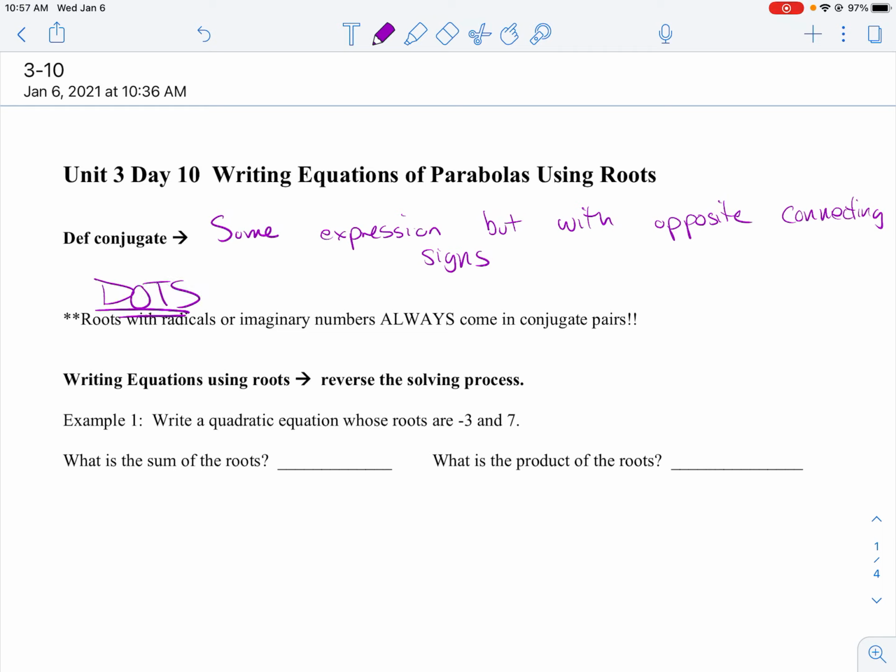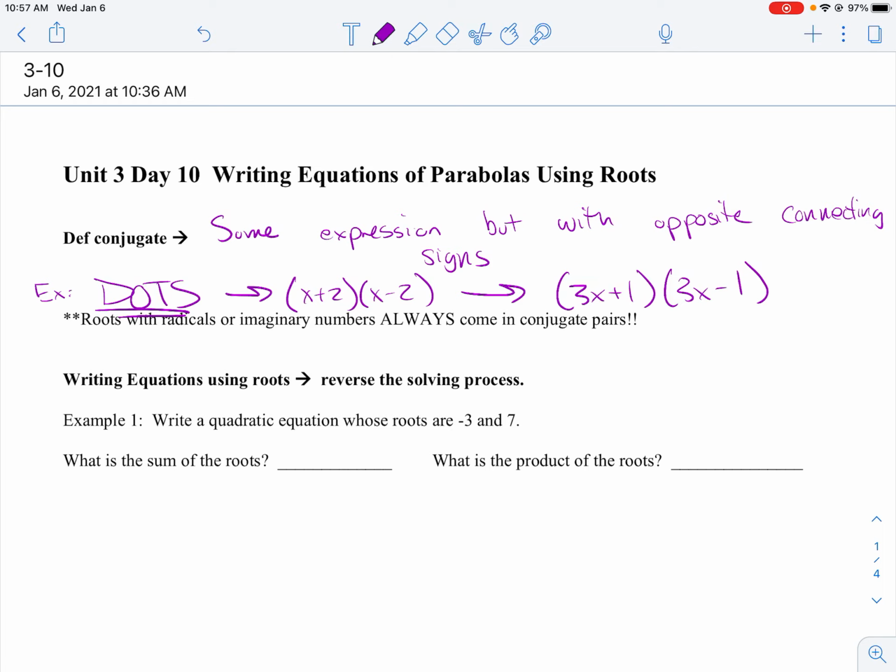Here's an example, where we had x plus 2, x minus 2. These are conjugates of each other, because they have the same components except different connecting signs. Same thing with something like 3x plus 1, 3x minus 1. Conjugate pairs. So that's what that means. But leading into the next part, it says roots with radicals or imaginary numbers always come in conjugate pairs.